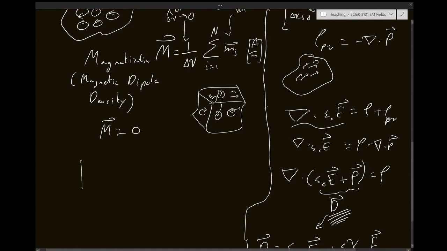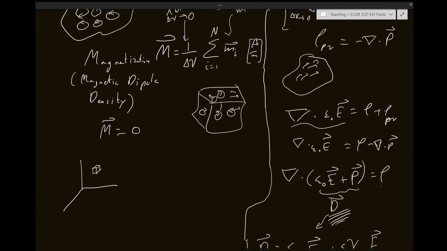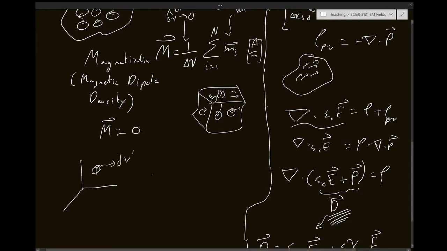Well, what is then, for a small region of space, small volume of space, what is the magnetic dipole moment then? Again, you take a density, you multiply it by volume, you get the thing, right? So for a volume dV prime, and it's a differential element, right? The differential magnetic dipole moment is going to be M dV prime.